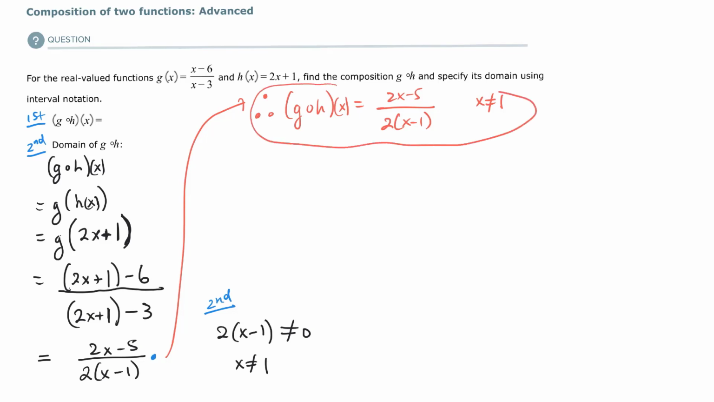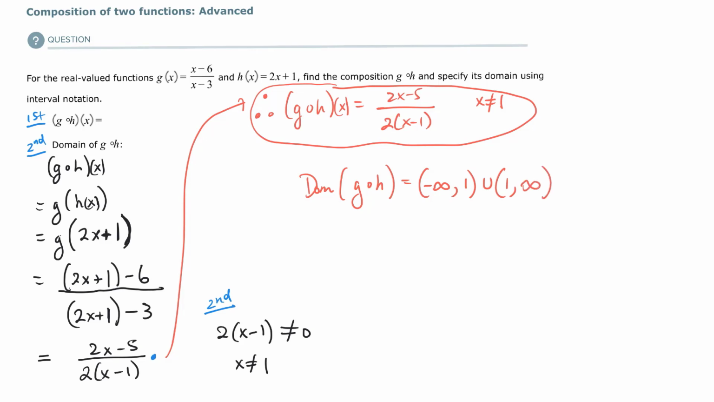Now, what is the second part? The second part says, find a domain and write it in interval notation. All right. What is the domain of g composed with h? Well, our restriction is that x can't be 1. Everything else is fine. So we're going to write parentheses negative infinity up to 1, union parentheses 1 to infinity.